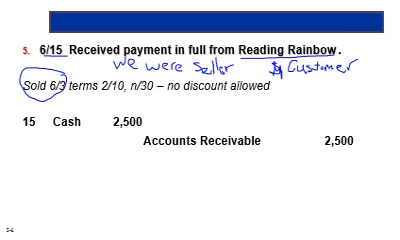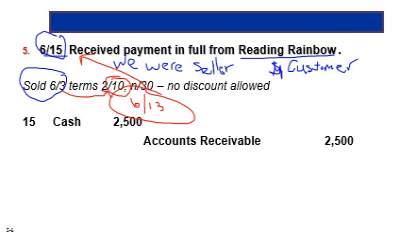So we have an accounts receivable from Reading Rainbow. So 6/15, we have to look at that, is 6/3 plus 10 would bring us to 6/13. We're currently at 6/15, so that means they're past the 10 days. So they do not get to take a discount. So we expect to be paid the full amount.